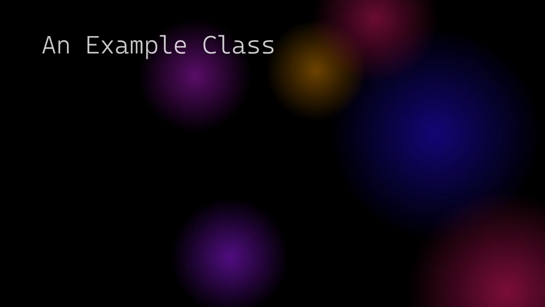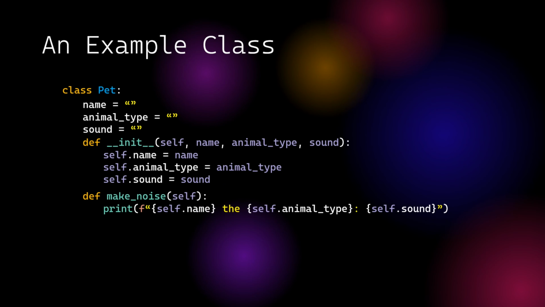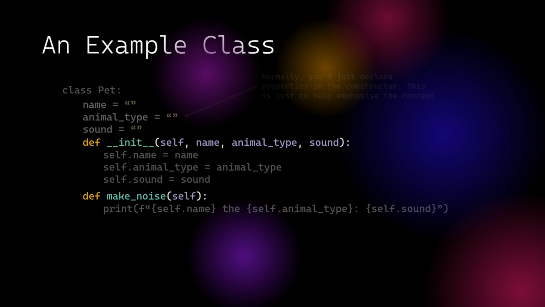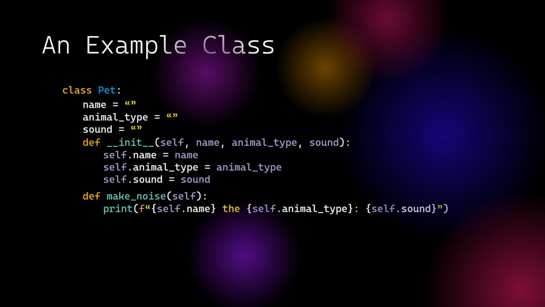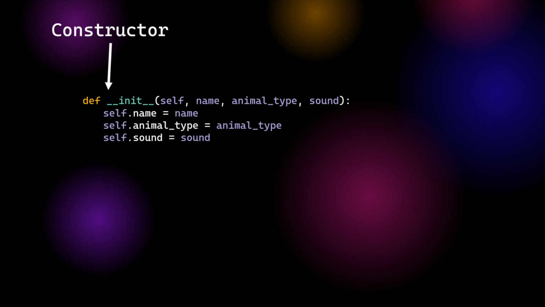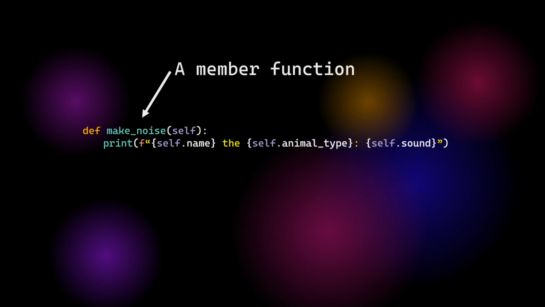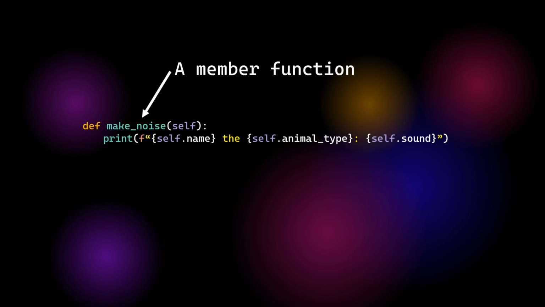Consider this example code where we have a class representing a pet. It has attributes for its name, the type of animal that it is, and the sound that it makes, as well as two member functions. The first function, init, is a special function called the constructor. It gets called whenever we create an instance of our pet class, and is responsible for setting up all of the properties of the object. We've also added a function called makeNoise, which gets the pet to say something into the console.